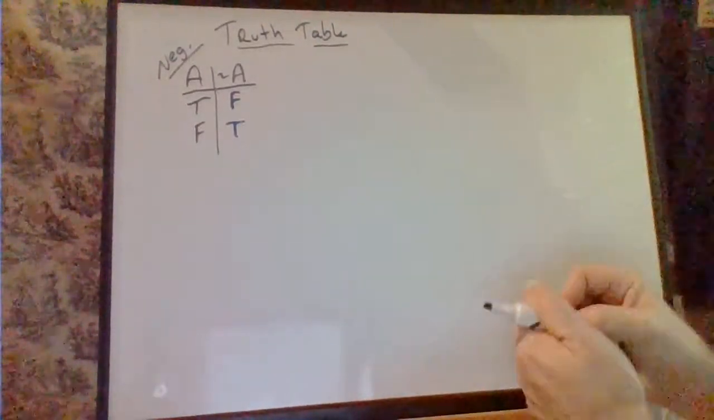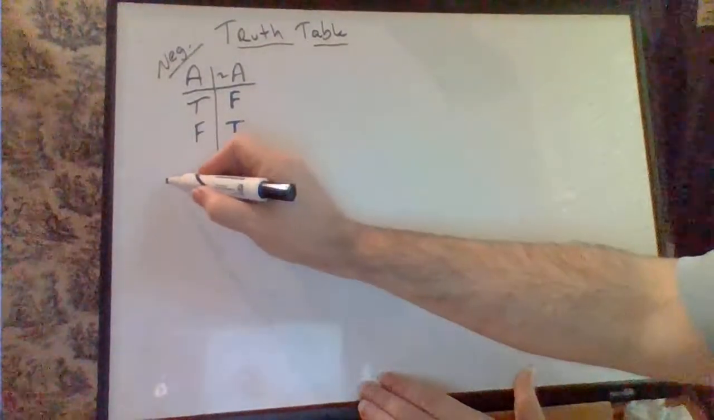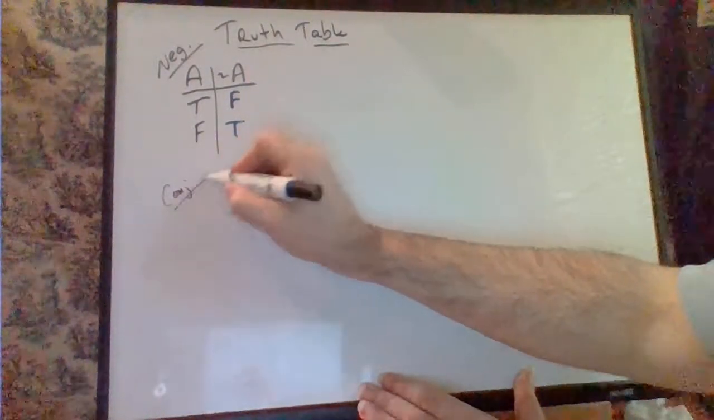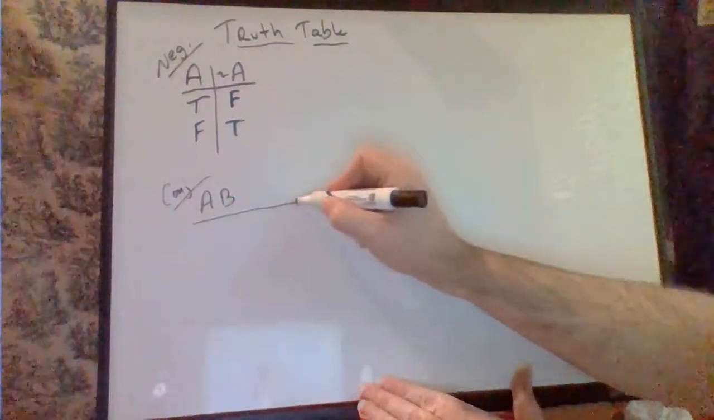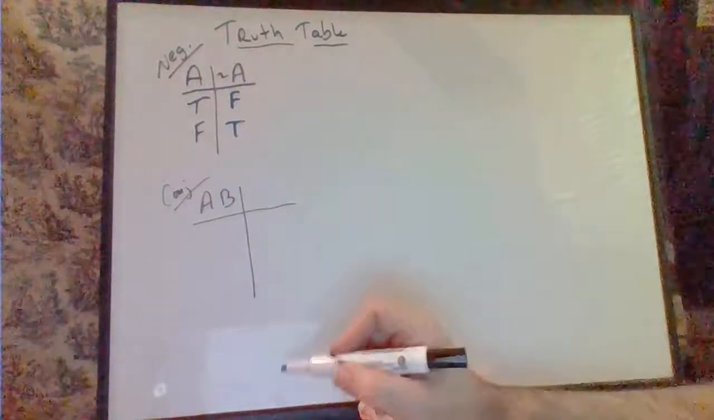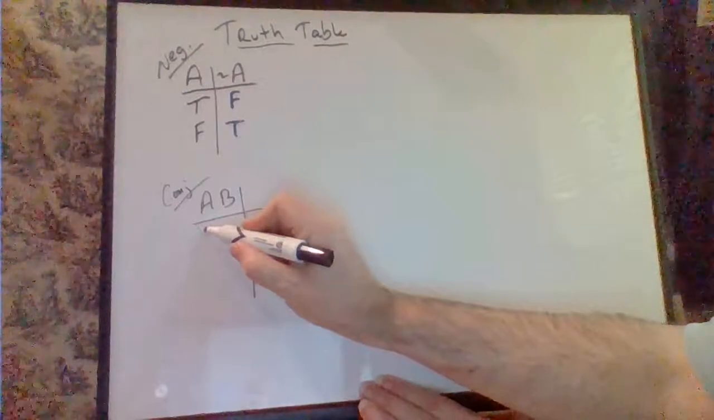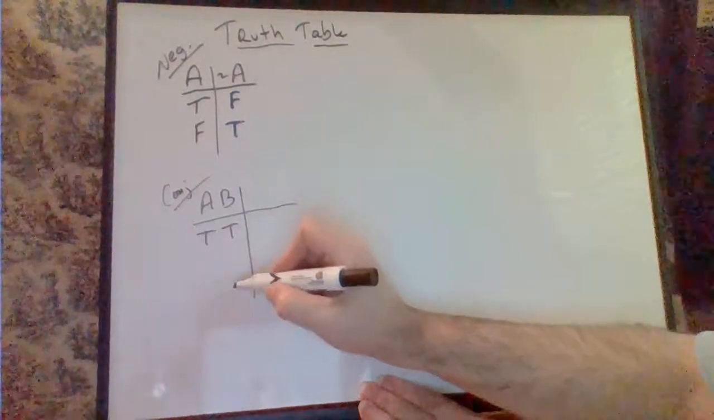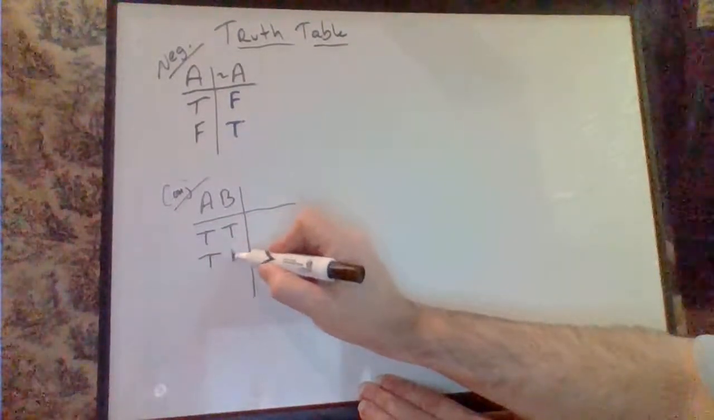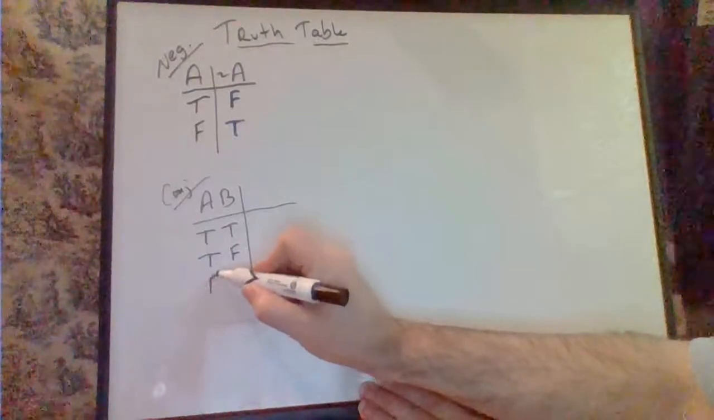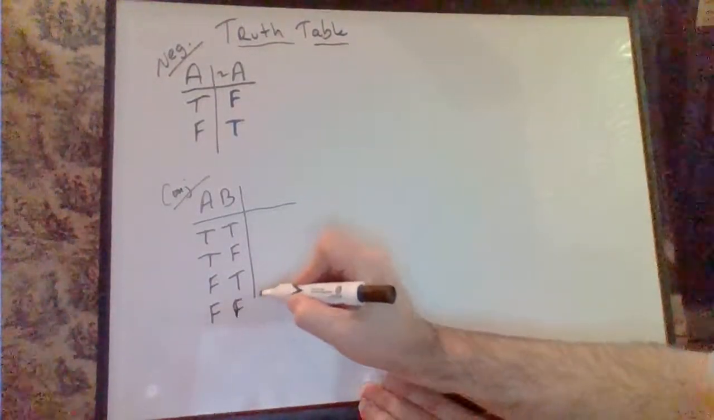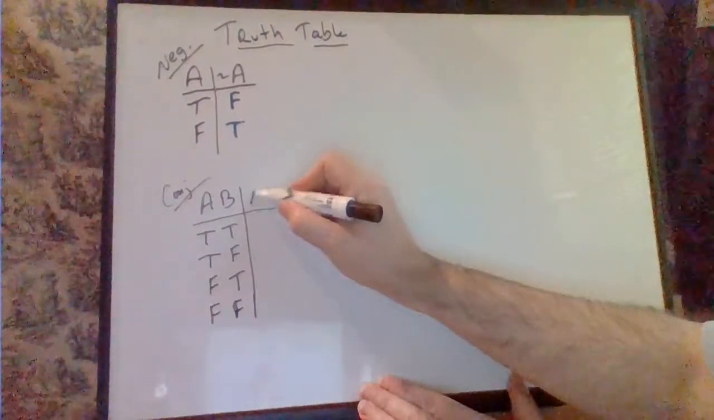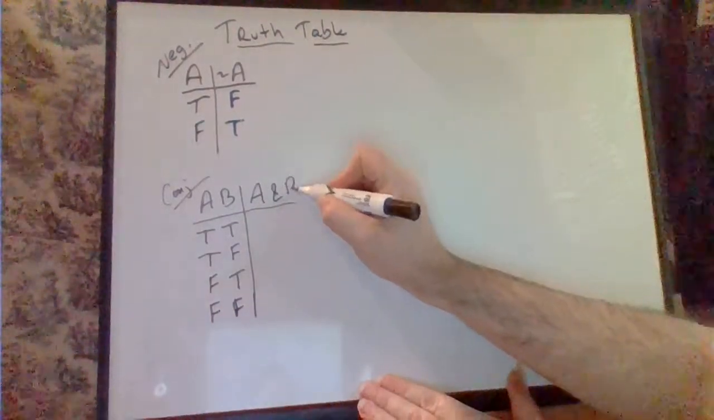Conjunction. With a conjunction, there are two things you're joining together, so I'm just going to use A and B here. But that means there's four possibilities, because A and B could both be true. A could be true and B could be false. A could be false, B true. And A and B could both be false. All right, A and B.